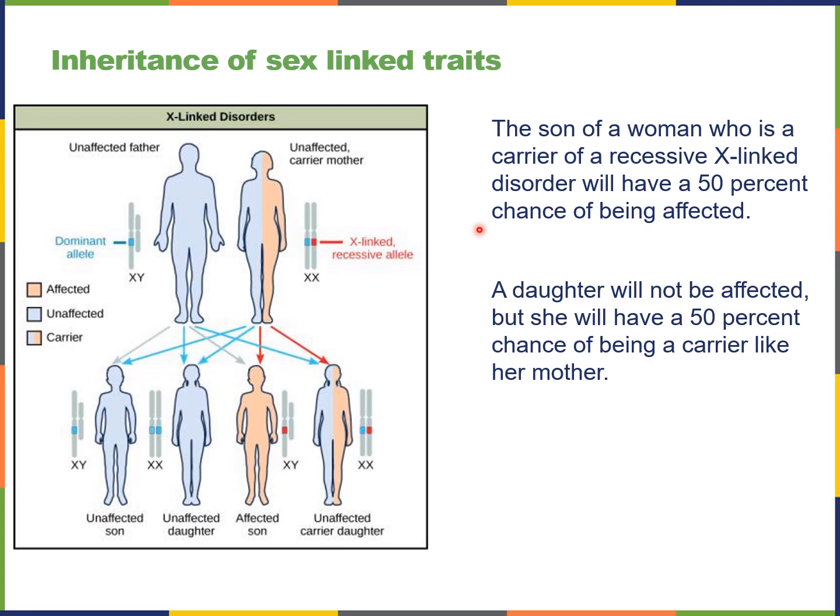But we can go through this again as an unaffected father and then a carrier mom. Remember, dad can't be a carrier. Dad either has it, he's affected, or he's not affected because he's only got one X, so he can't hide anything. Mom can hide stuff, right? She can look normal on the inside, but still have half of her that she can pass on that could affect her future children.